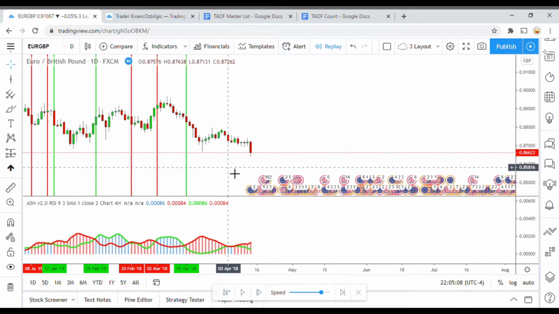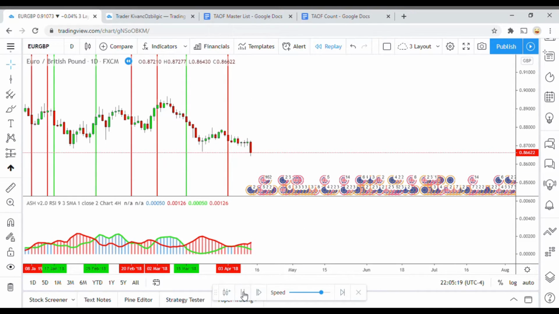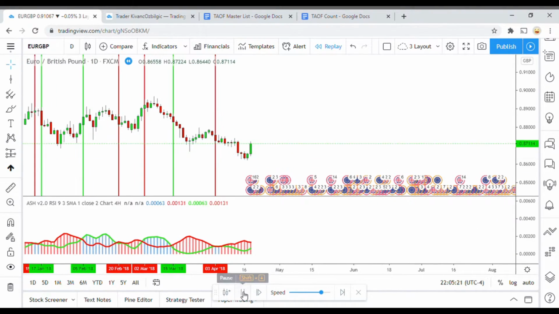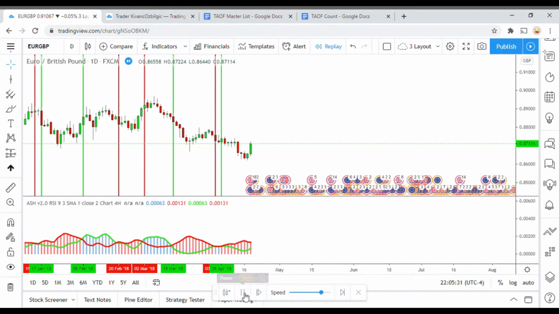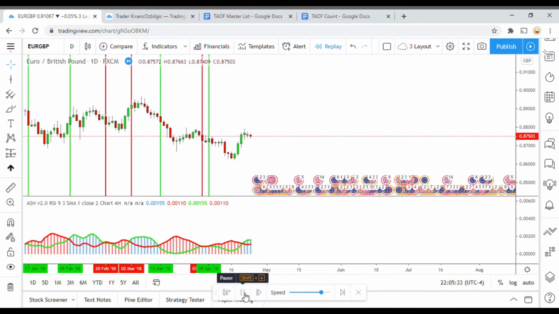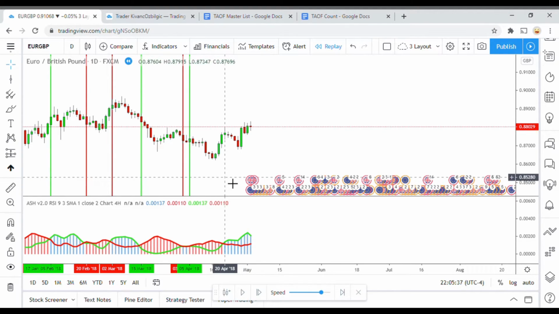Looks like we picked up a buy signal here on this one, which unfortunately did not do us much good. Then we picked up a sell signal, and that one got us to take profit.